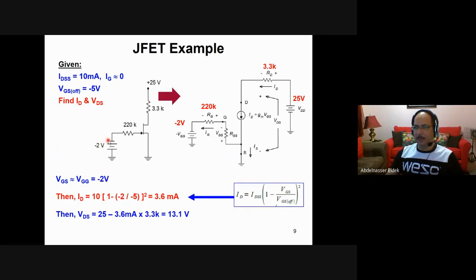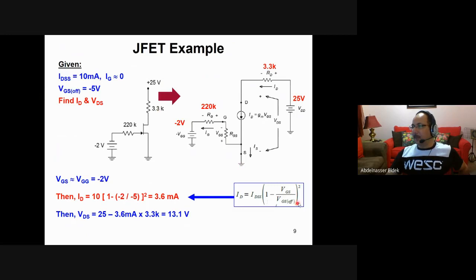The negative here is confusing, because actually it's supposed to be 2 volt, but we know that it is negative here, so we're supposed to remove this one. It is given that IDSS equals 10 milliampere and IG equals 0. There's no current here. And the VGS off is also given. We need to find ID and VDS. So first, we need to find ID, and then find VDS. Exactly like what we did in the bipolar junction transistor: first we find IC, and then after that we find VCE. Here, we find ID, and then later on find VDS. VDS will be easy, we'll see.